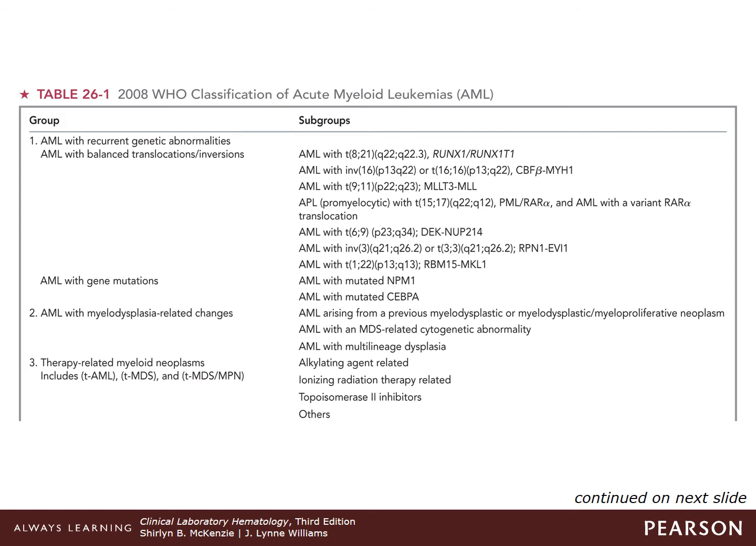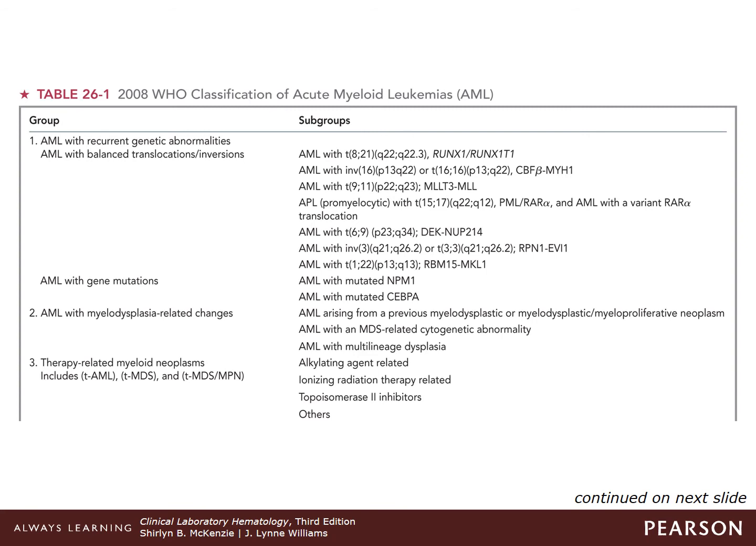AML with a translocation 1;22 generally shows maturation in the megakaryocyte lineage, but it's very uncommon, representing less than 1% of all cases, and it can be restricted to infants and young children, with most cases occurring in the first 6 months of life. The presentation is definitely an enlarged liver, and they can also have anemia and thrombocytopenia.